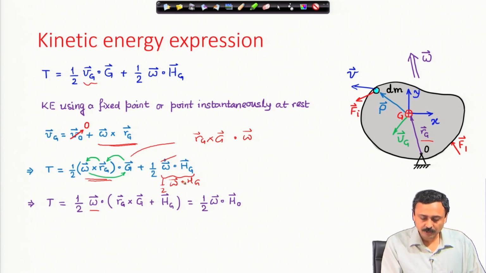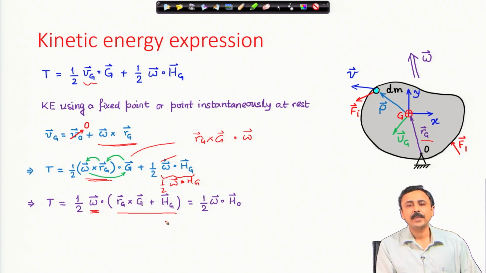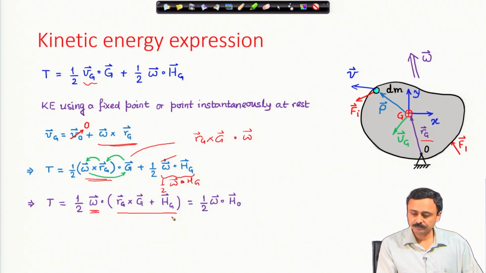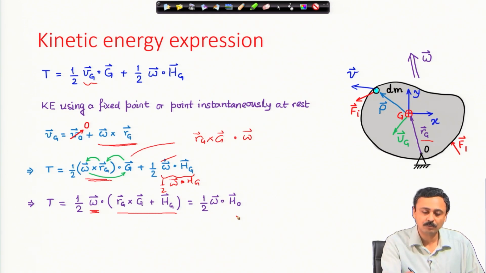Therefore, I can pull out omega dot, and what remains in the brackets is rg cross mVg plus Hg, but this you know is nothing but the angular momentum about the point O. Therefore, the total kinetic energy is equal to 1/2 angular velocity dot angular momentum about O, where O is the point which is instantaneously at rest or the point about which the body is rotating.